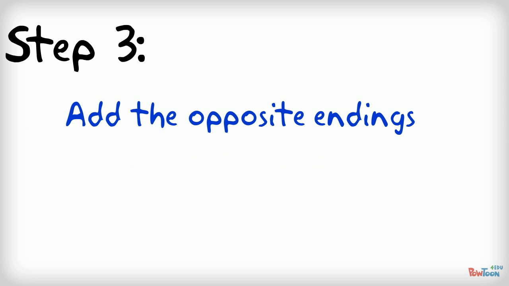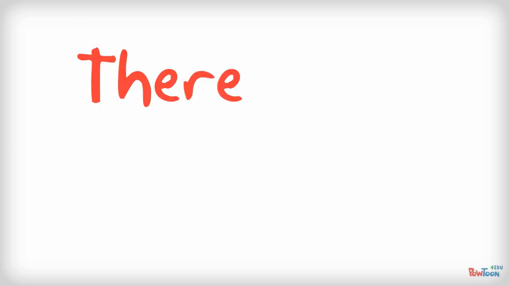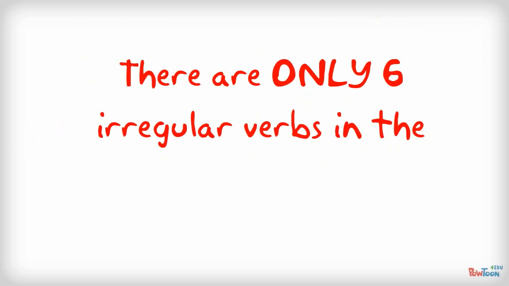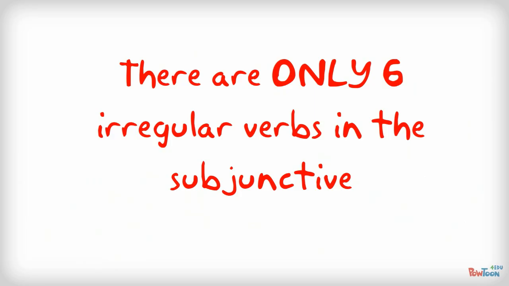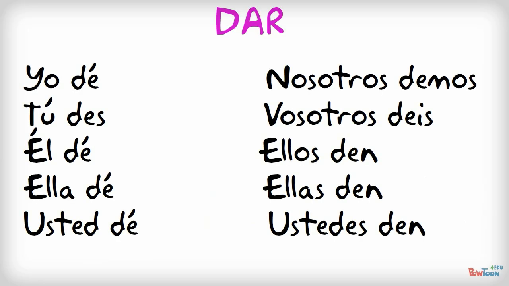To end this video, here is a list of the 6 irregular subjunctive verbs that do not follow the rules that we have just practiced. All 6 of them should be added to your notes with their complete conjugation charts.